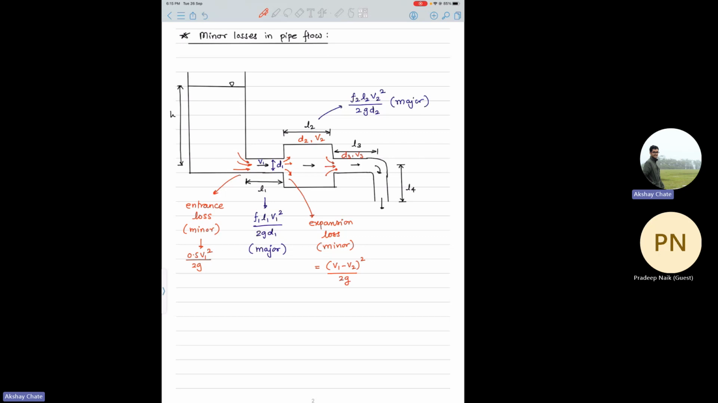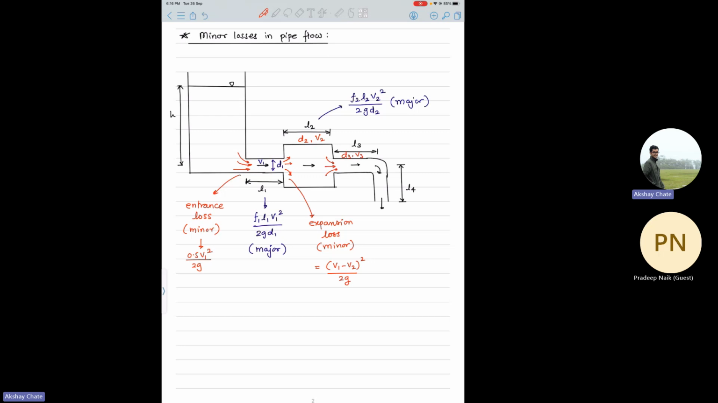Yeah, so maybe when we solve some examples later, then we can do the calculation. Typically, for the f L V square by 2 g D formula that we use for a straight pipe, the length is very large, of the order of some meters, and the diameter is of the order of some centimeters. So when you do the calculation, this term will have a value that is typically larger as compared to the minor losses, like entrance and expansion losses. That's why they are called minor, because their impact on the overall head loss is not as significant as the f L V square by 2 g D terms.